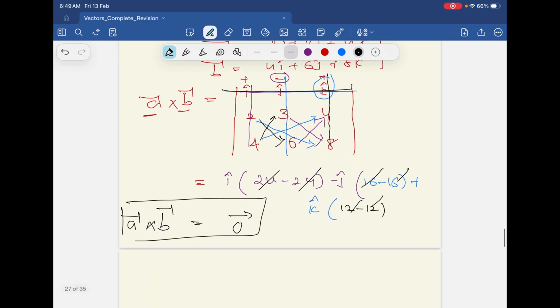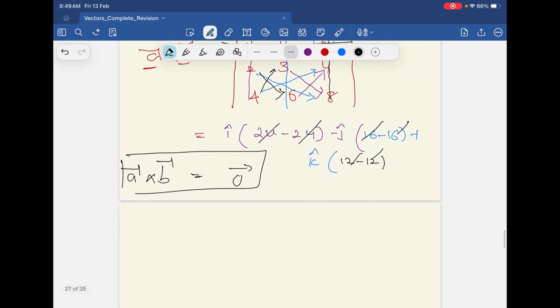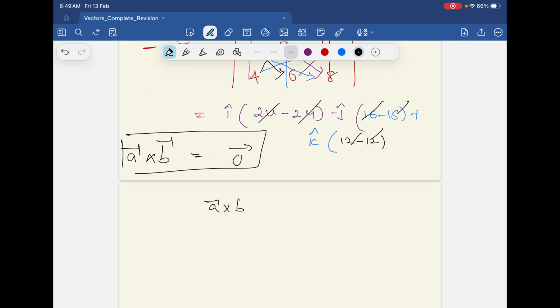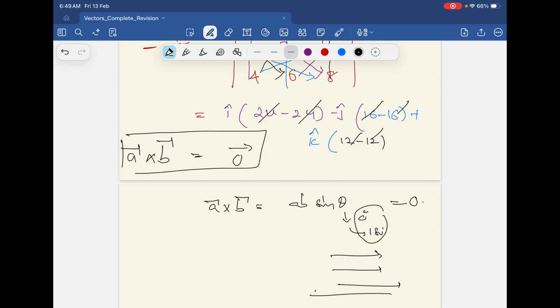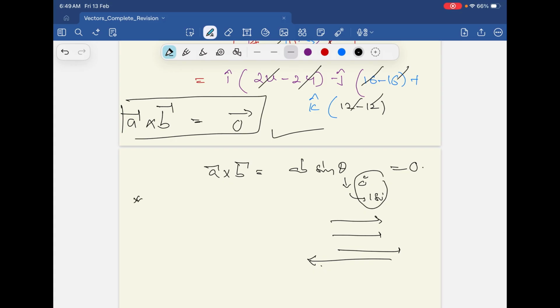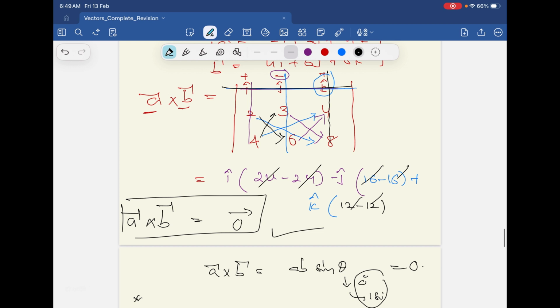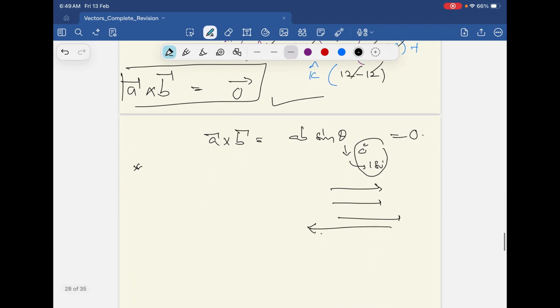Whenever theta is 0 or 180, sin theta becomes 0, we have seen the definition, right? A bar cross b bar is AB sin theta. Theta 0 or theta 180, in both cases the result becomes 0. That means they may be parallel vectors or anti-parallel vectors. Cross product always becomes 0. So conclusion: when vectors are parallel or anti-parallel, cross product becomes 0. When vectors are perpendicular, dot product becomes 0. This is what you have to remember. So this is about dot product and cross product, students.